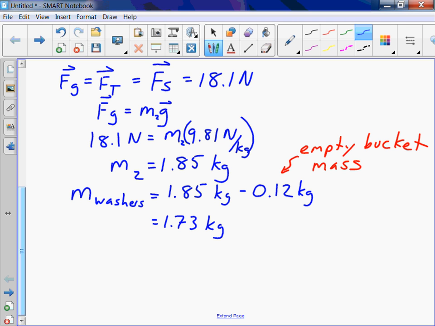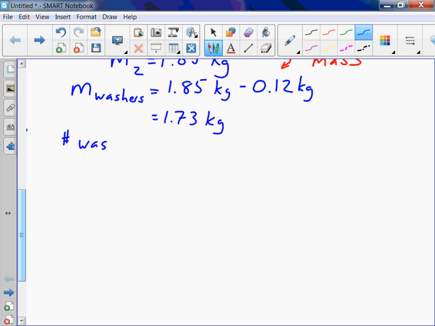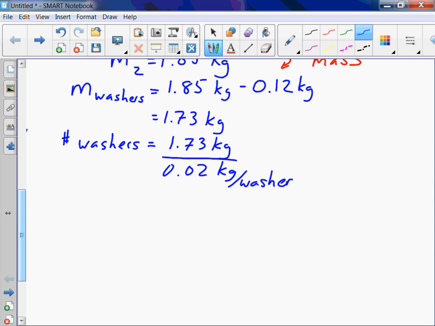So Maria, you're exactly right. We're going to take that mass of washers, 1.73 kilograms, and divide it by 0.02, 20 gram washers. So number of washers is 1.73 divided by 0.02, which gives us 86.5.